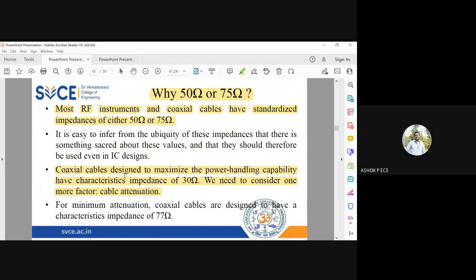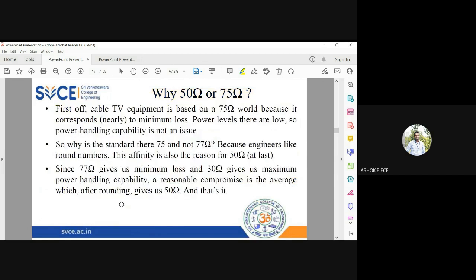So from the analysis, they found that maximum power handling was available at 30 ohms. So when the cable is having 30 ohm, maximum power handling capability was there. When the cable impedance was 77 ohms, it gave minimum attenuation. So you see the two values are different. I don't have a single value where the cable is giving maximum power handling capacity and minimum attenuation.